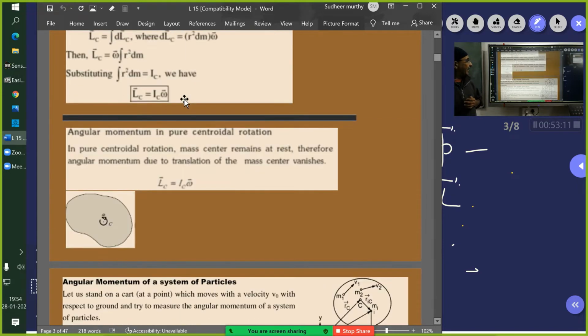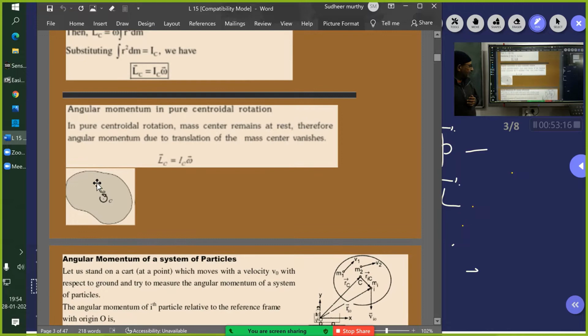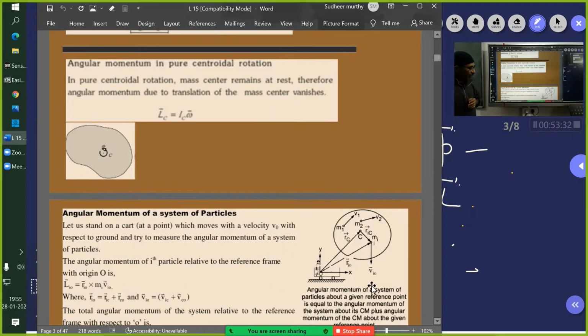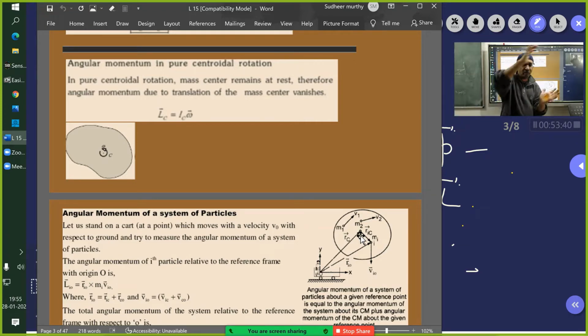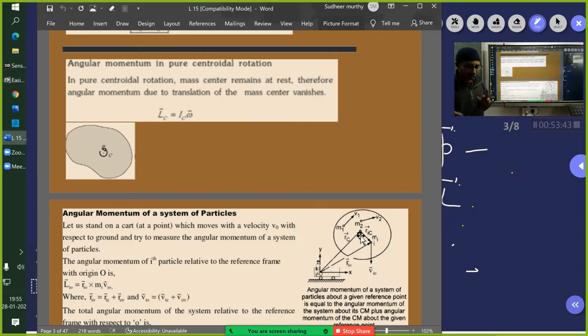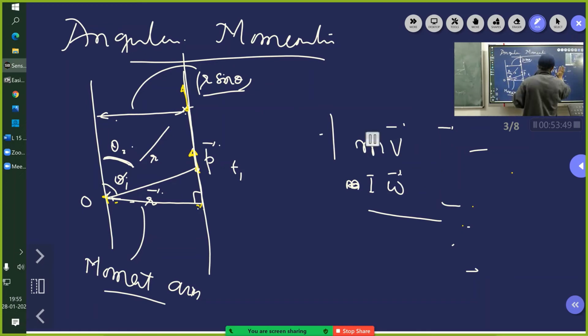When we said this case, what is this case? The body is having pure rotation. I made it very clear: the body is purely rotating, the center of mass is at rest, that is, VC bar is equal to 0. But here you can very well see that VC bar is not equal to 0. That means it is combined motion. The body is rotating also and it is moving also. So using the concept of center of mass, things should not be difficult at all.